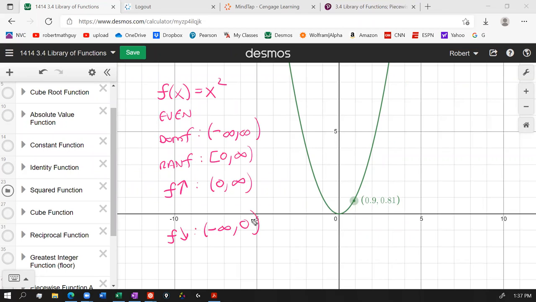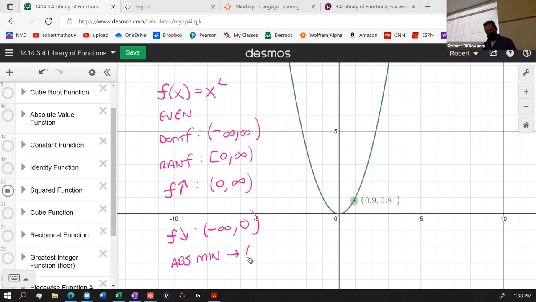What else? Local max. No local max. Absolute max. No, local minimum at 0, 0, right? Absolute minimum, 0, 0. So we have an absolute minimum at this point, 0, 0. It's also the local, isn't it?